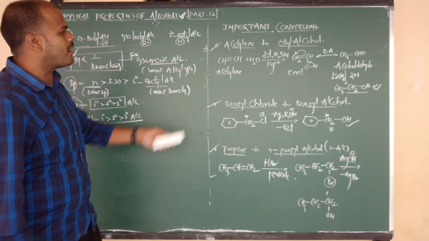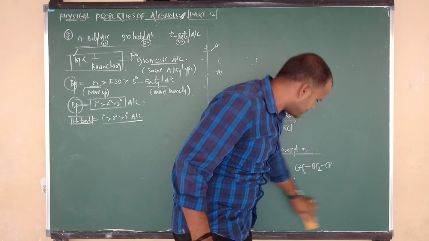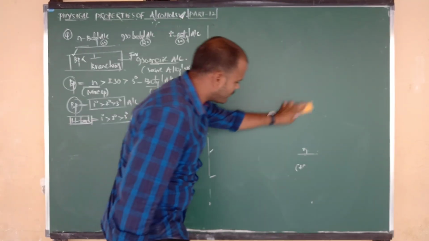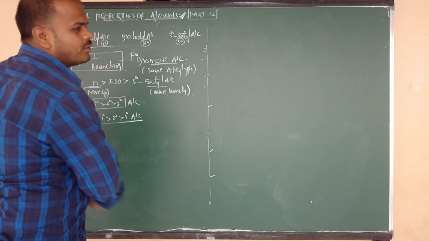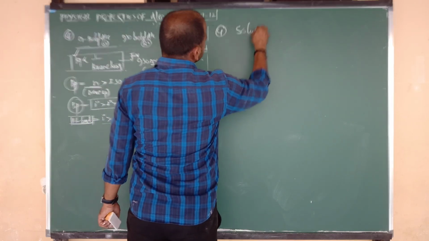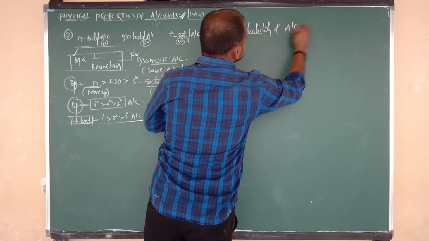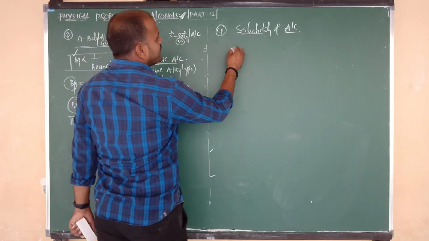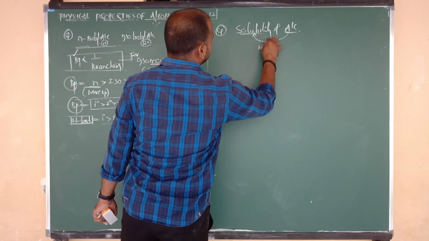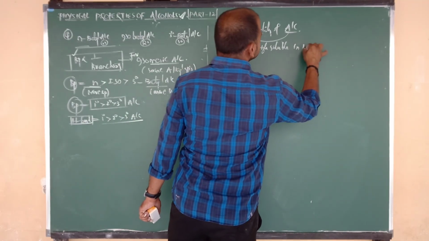Let us go for one more topic, that is solubility of alcohols. First of all, tell me one thing: are alcohols less soluble or more soluble? That is the next property, solubility. We know very well, alcohols are highly soluble in water.